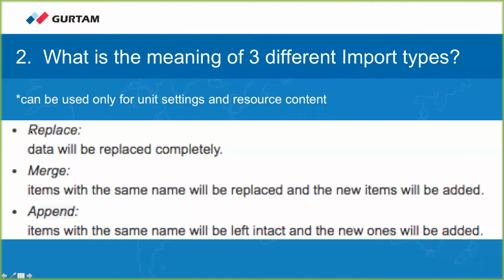Now, this is not a very popular option for using, because usually you just want to add a particular sensor or edit a particular sensor. And this is why by default we're using the merge option. And the merge option means that item with the same name will be replaced and the new items will be added. So imagine you have RPM sensor in the demo unit and RPM sensor in all units of the same type.